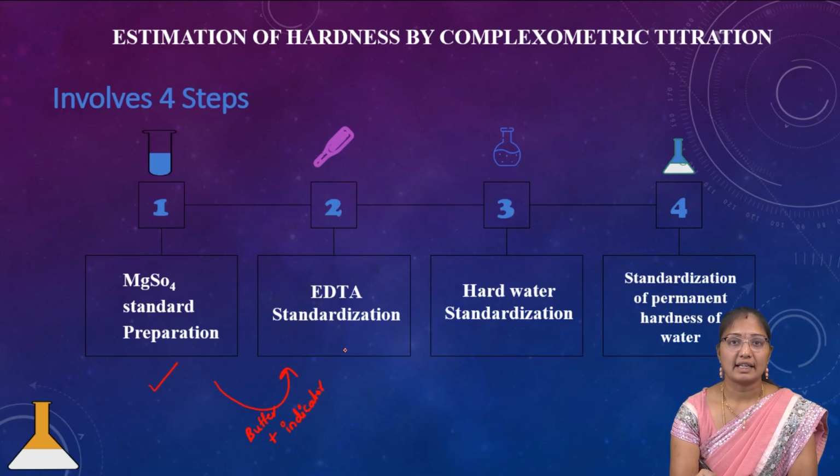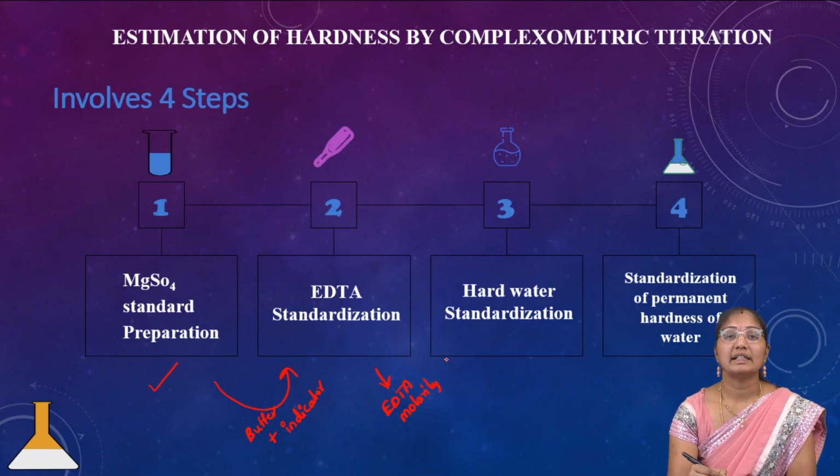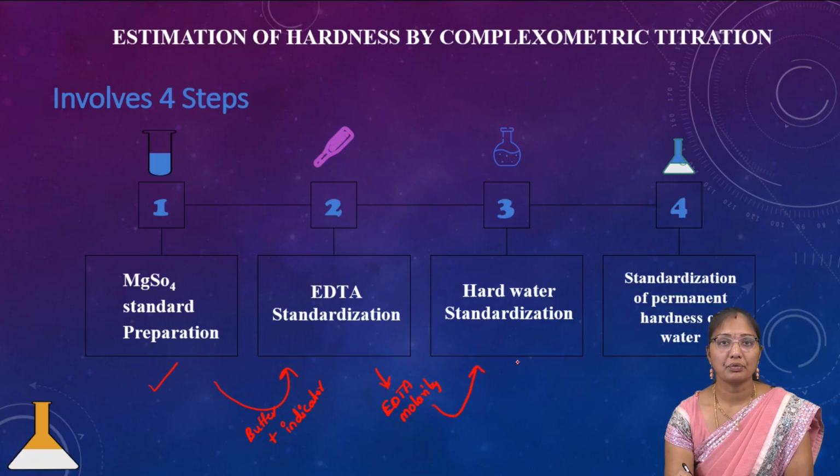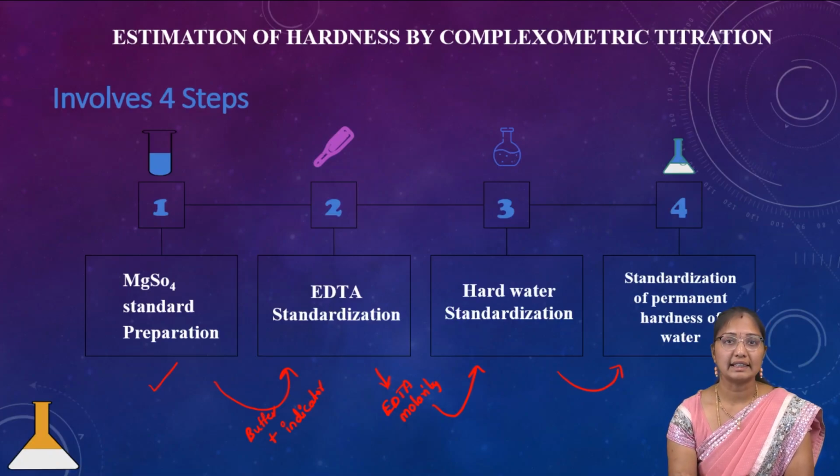So the EDTA standardization. Here we will get the EDTA molarity, so the exact molarity of EDTA. So once the EDTA molarity is finalized and calculated, then it is ready for titration with hard water as well as permanent hardness water. So both titrations we are going to see only after the standardization of EDTA with the magnesium sulfate solution. So these steps we are going to see in detail.